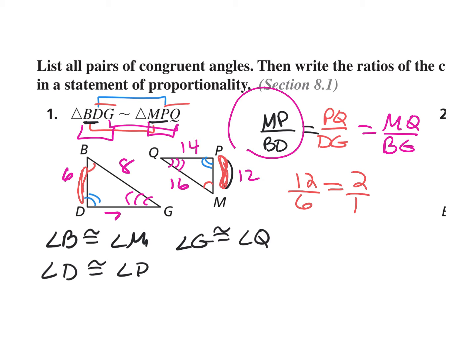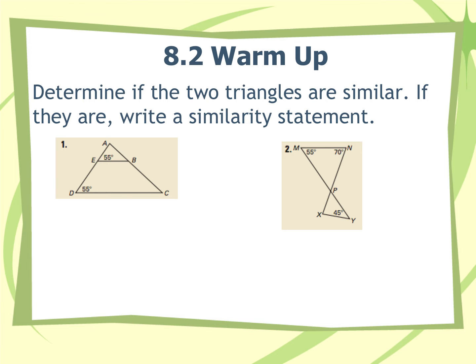So you're going to have to write all the congruent angle pairs. You're going to have to give me the statement of proportionality, which is this, and then also give me the scale factor. So I know this one in the review didn't have numbers, but at least it'll help you practice writing the statement of proportionality as well as the congruent angle pairs. And do the warm-up first.